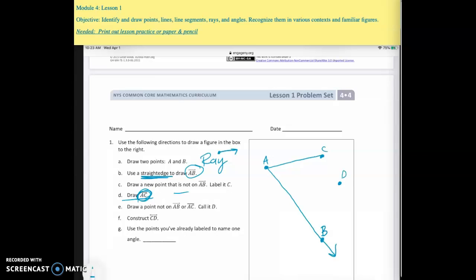All right, then F says construct line CD. So it needs to have an arrow at the end or an arrow at the beginning, a line. So a line has 2 arrows. And use the points you've already labeled to name one angle. Let's find one angle. Oh, we're almost out of time.